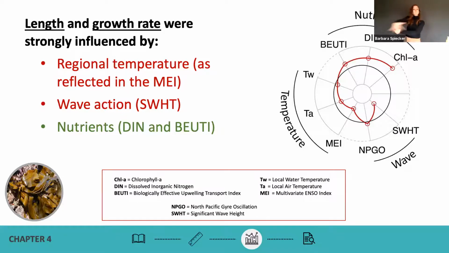So I found that maximum length and growth rate were negatively correlated with regional temperature, as reflected in the MEI, that's the multivariate ENSO index, as well as negatively correlated with wave action given by SWHT, that's significant wave height. It was positively correlated with nutrients, the DIN, or dissolved inorganic nitrogen metric, as well as upwelling given by the BEUTI index.